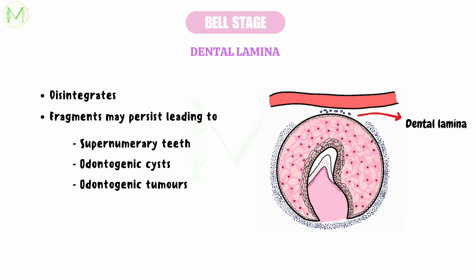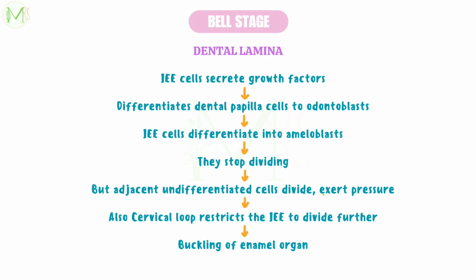The dental lamina at this stage disintegrates, but some disintegrated fragments may persist, which leads to supernumerary teeth, odontogenic cyst, or odontogenic tumors. Also at this stage, the inner enamel epithelial cells secrete growth factors. This leads to differentiation of dental papilla cells to odontoblasts. The inner enamel epithelial cells differentiate into ameloblasts by the influence of the odontoblast.